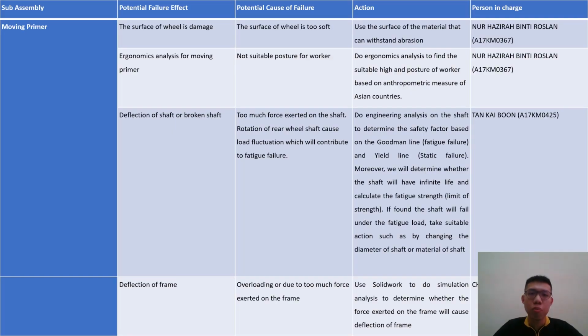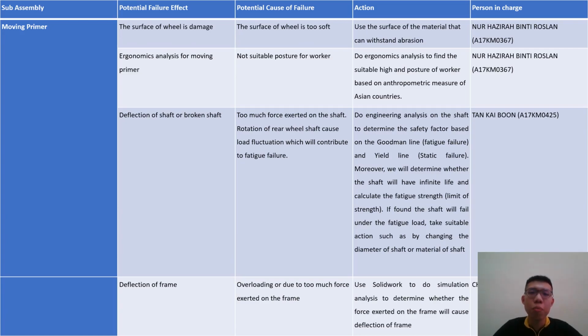First of all, for the moving primer, the potential cause is that the surface of the wheel is too soft and it will cause surface damage to the wheel. The recommended action is to use a surface material that can withstand abrasion in order for the machine to move properly. Our beach cleaning machine requires the user to push the machine by using the handle. Thus, it may cause an unsuitable posture for the user.